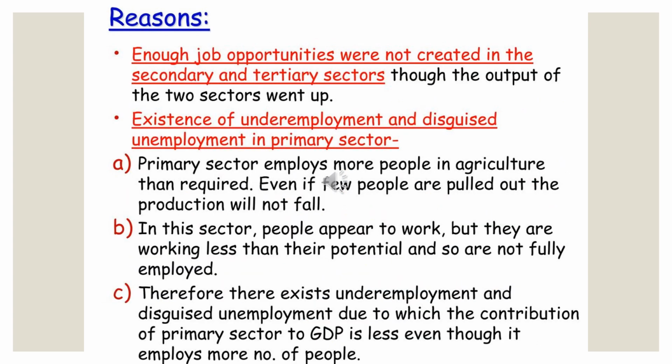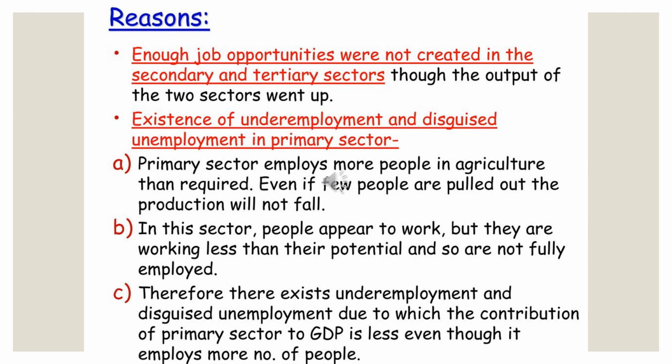Why? Some of the reasons are: enough job opportunities were not created in the secondary and the tertiary sectors, even though the output of the two sectors went up. Existence of underemployment and disguised unemployment in the primary sector. The primary sector employs more people in agriculture than required. Even if a few people are pulled out, the production will not fall.